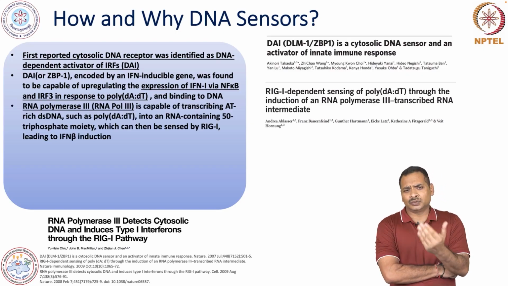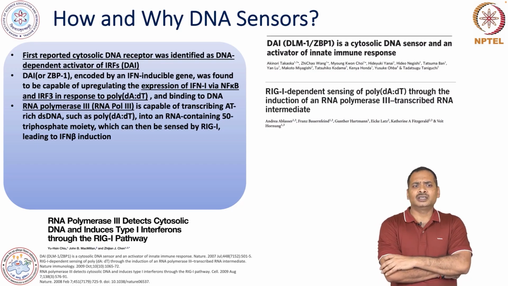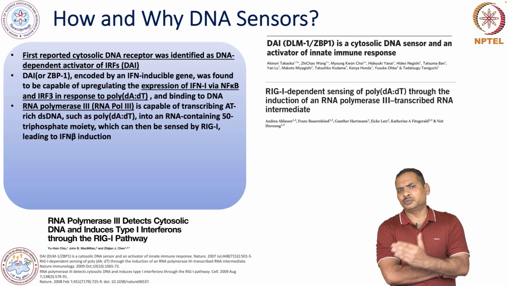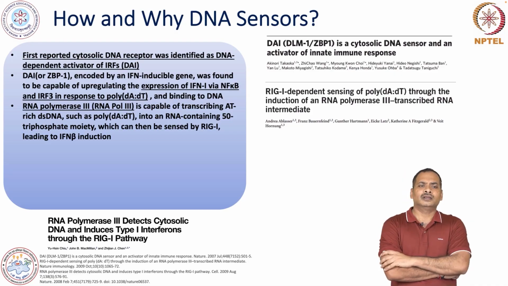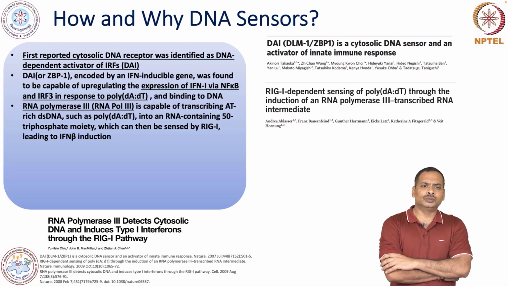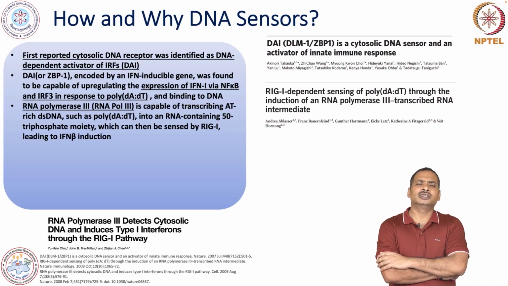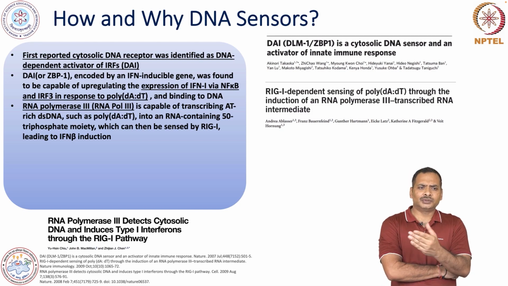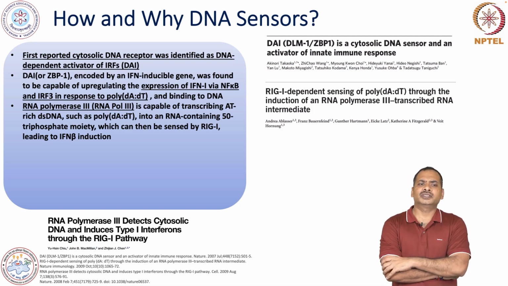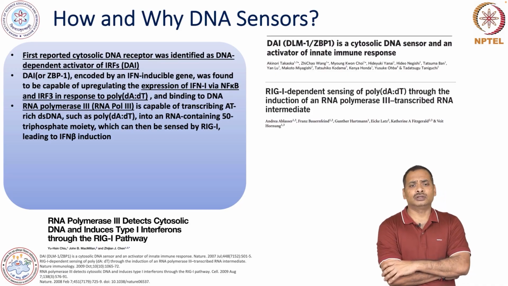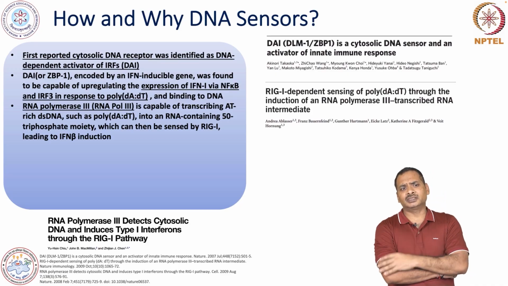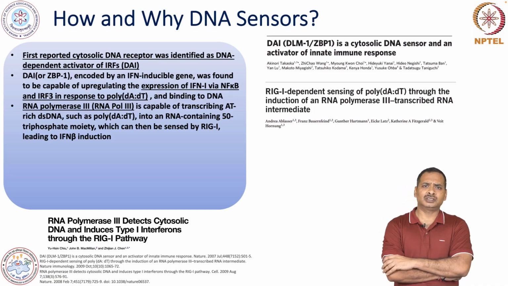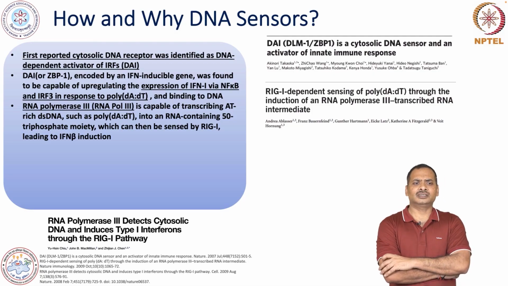This was the first discovery, the discovery of DAI. Another concept emerged: our genome has AT-rich sequences, and it was suggested that RNA polymerase 3 is capable of transcribing this AT-rich double-stranded DNA.